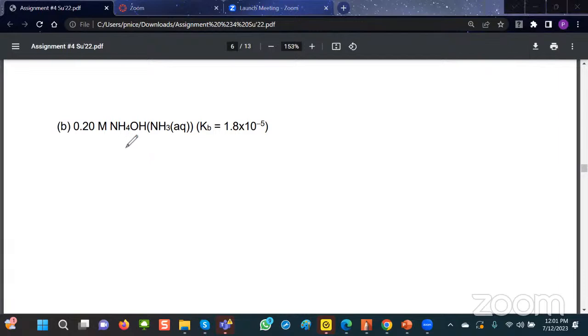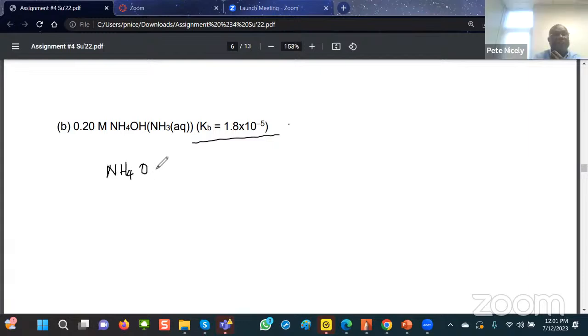We know it's a weak base because they gave us Kb. So we write out the equation to make the ICE table. Okay, so NH4OH to form NH4 plus OH minus. And as you correctly said, we set up the ICE table. So initially, excuse me, you're going to have point.